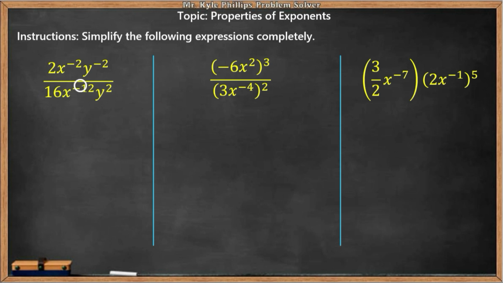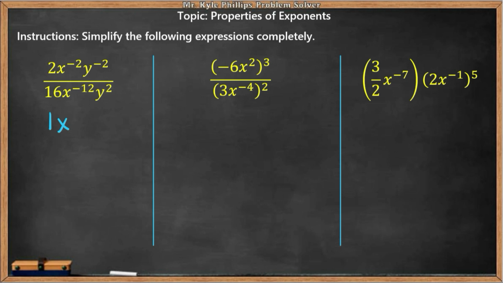My negative exponents I am going to move. So this x to the negative 2, I'll move to the bottom so it becomes positive. This x to the negative 12, I will move to the top so that it becomes positive as well. I'll also do the same with y to the negative 2. So this is going to be 1 because 2 over 16 is 1/8. This x to the negative 12 is going to come to the top.